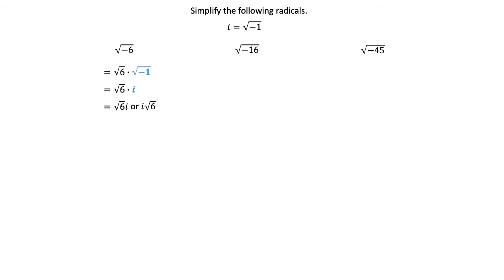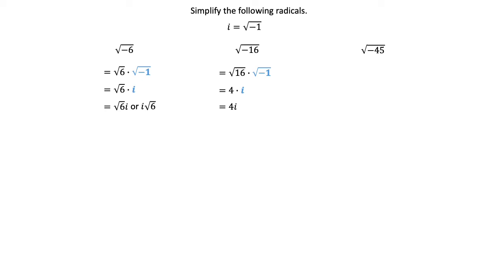For the square root of negative 16, when you break that into square root of 16 times square root of negative 1, you can actually take the perfect square of 16. That would be 4. And then you would replace the square root of negative 1 with i, and your answer would be 4i. That would be your simplified value.